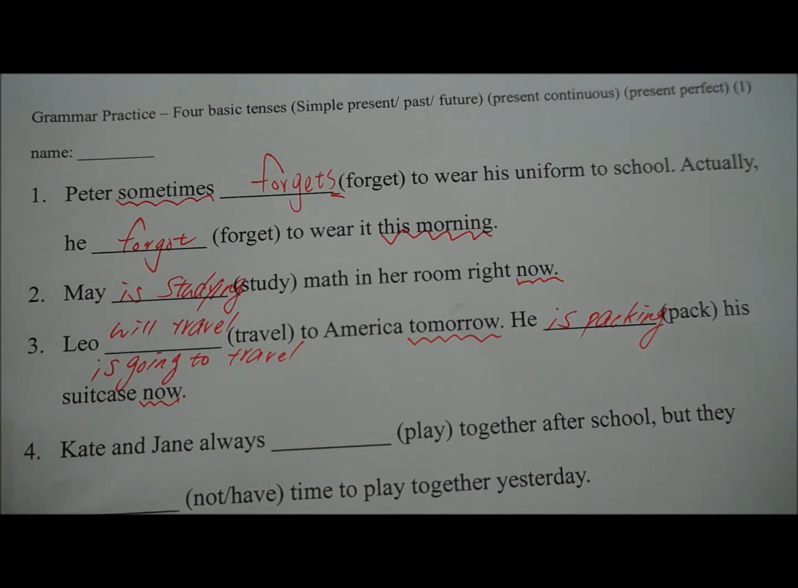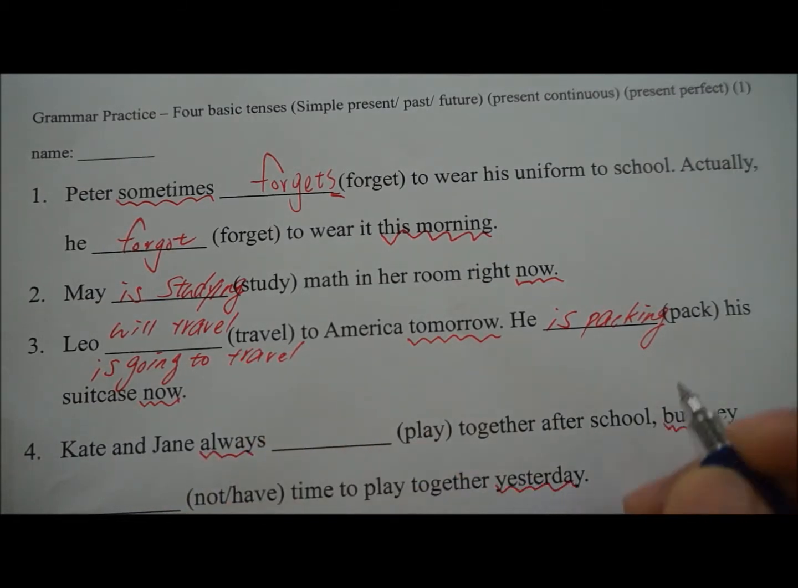Kate and Jane always ___ together after school, but ___ time to play together yesterday. The first half and the second half of the sentence actually belong to the same sentence, separated by a comma and the conjunction but. So let's take a look at the sentence. The obvious time markers are here, always, and here, yesterday.